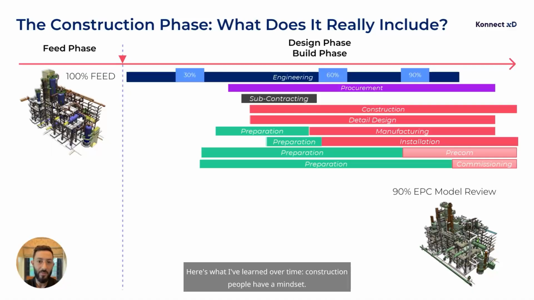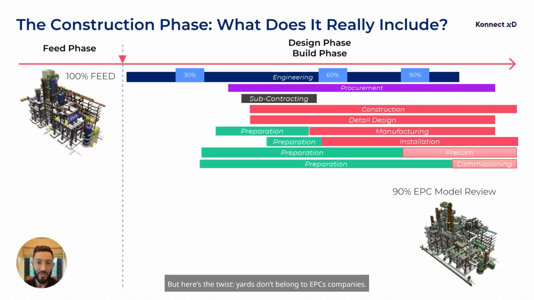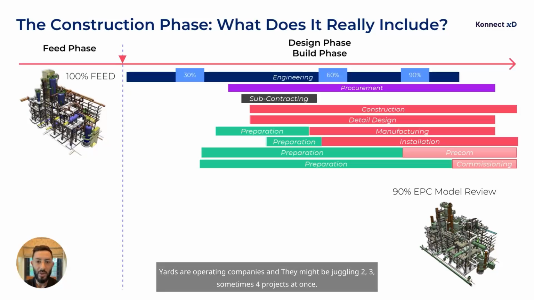Here's what I've learned over time. Construction people have a mindset. They act on instinct, not just paperwork. They anticipate. They prepare. They want to plan ahead, maximize the use of their workstations, fabrication shops, paint shop, scaffoldings, cranes, everything. But here's the twist. Yards don't belong to EPC companies. They don't belong to owner-operators either. Yards are operating companies, and they might be juggling two, three, sometimes four projects at once. And construction yards have real capacity constraints, and planning has to be precise.